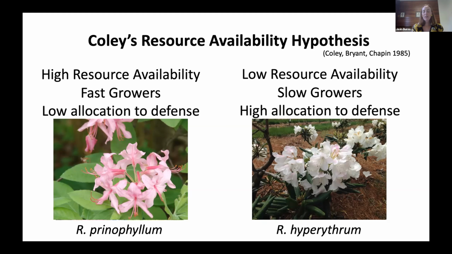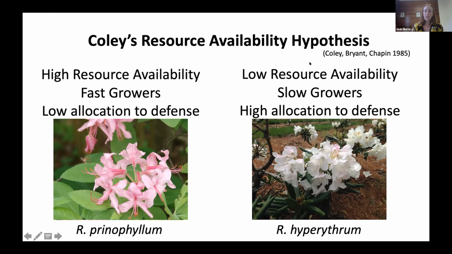This idea is fairly intuitive. If there's lots of light and nutrients available, then there should be selection for fast growth to respond to those available resources. If a plant is damaged by herbivores under those conditions, because the plant is growing rapidly and has lots of resources available to replace lost tissue, there should be fairly weak selection for defensive compounds. So there should be low allocation to defense.